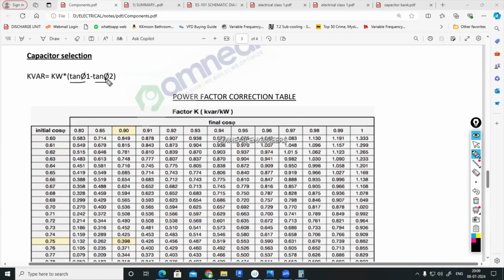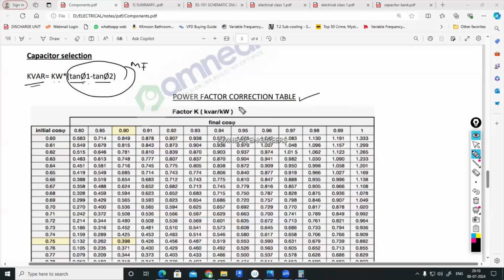Using that, we need to calculate the required reactive power that we need to compensate: load in kilowatt, or active power, into (tan phi 1 minus tan phi 2). And this is called the multiplying factor. You can calculate that multiplying factor, tan phi 1 minus tan phi 2, by using the cos inverse calculation. Otherwise, you can also use this table, the power factor correction table.